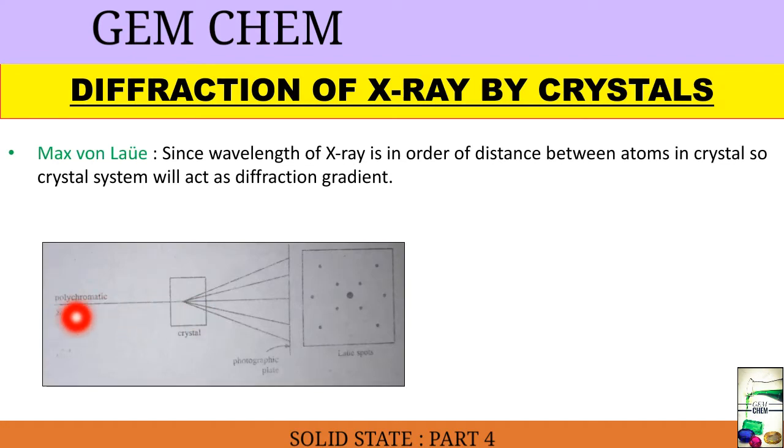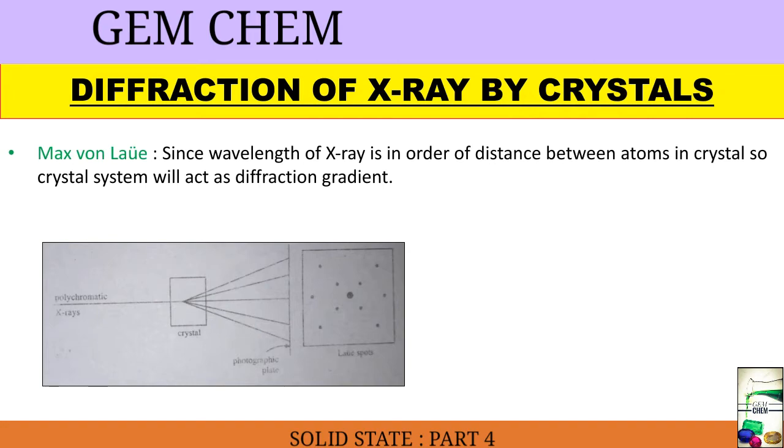Say a monochromatic X-ray comes from here, and this crystal acts as a diffraction grating. It diffracts the light, and what we get as a result are bright spots. These are the bright spots and the remaining portions are dark. These spots are known as Laue's spots. Since the crystal acts as a three-dimensional diffraction grating, if a beam of non-homogeneous X-rays is passed through, a diffraction pattern will be observed, and this was the prediction of Max von Laue.